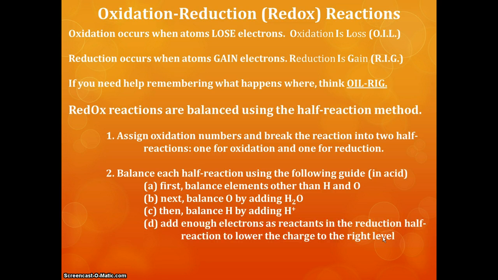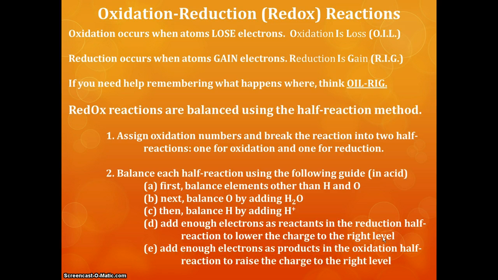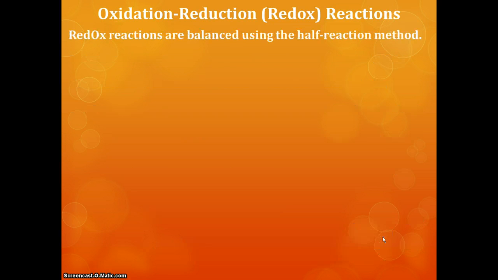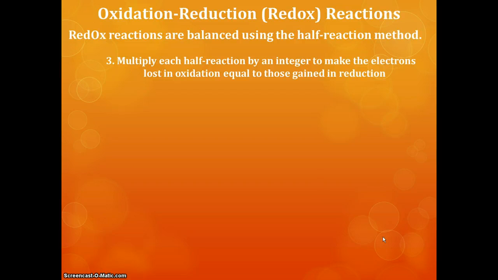Then we have to add enough electrons as reactants in the reduction half reaction so that we reduce the charge to the proper level. And then also in the oxidation half reaction we need to make electrons as products so that we are giving off the right number so that my charge rises to the right positive level. And then if these two numbers are not the same, if I'm losing more electrons than I'm gaining or vice versa, then we have to multiply each half reaction by an integer so that we have the same amount of electrons being lost in one reaction as are being gained in another.